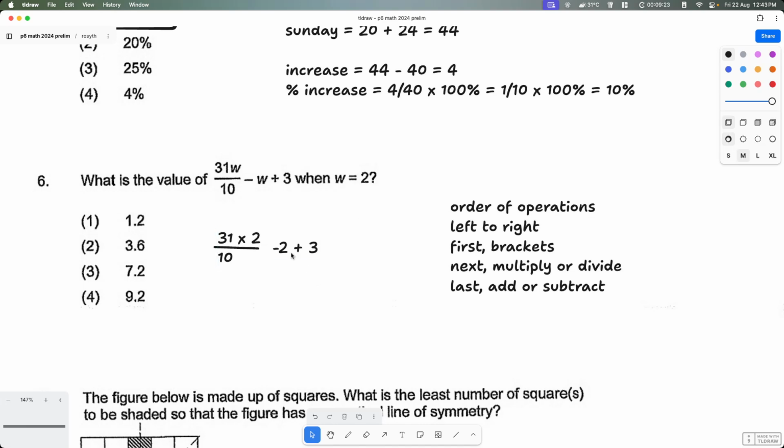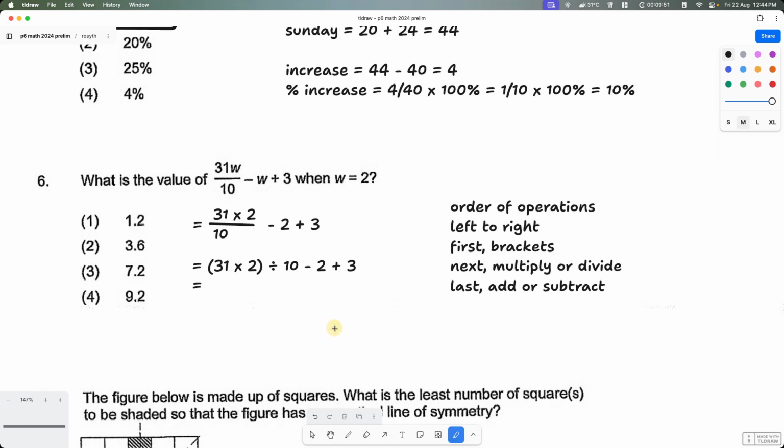In this case, it is the same as bracket 31 times 2, and then we divide it by 10, minus 2, plus 3. So this is the same as what you see here. First we go for the brackets, so in this case, this is 31 times 2.